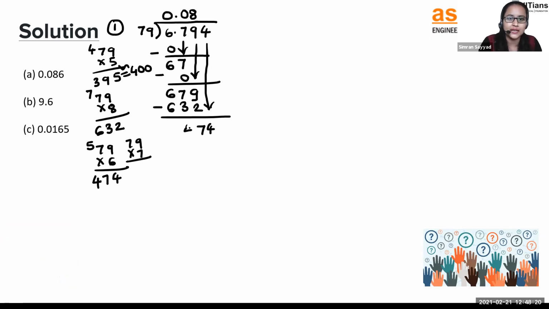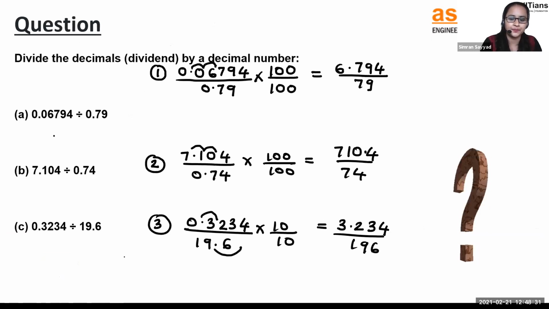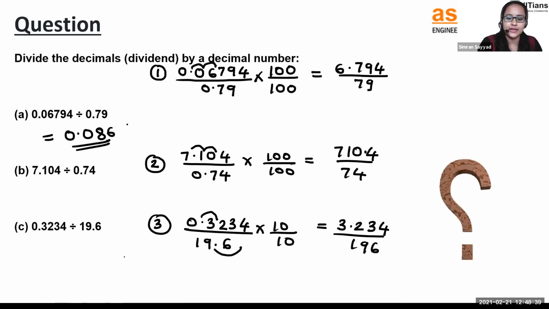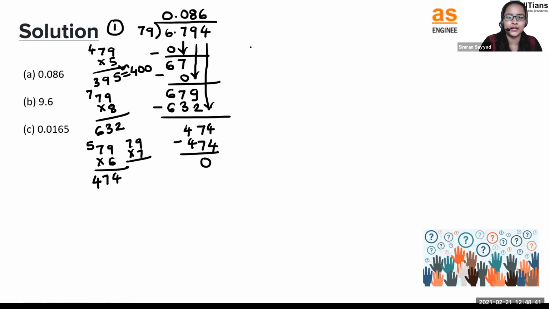Now I can say it is exactly divisible 6 times. 6 times is 474. So this is my answer. Yes or no? So what is the answer? 0.086. This is my answer. Yes, students? Okay.